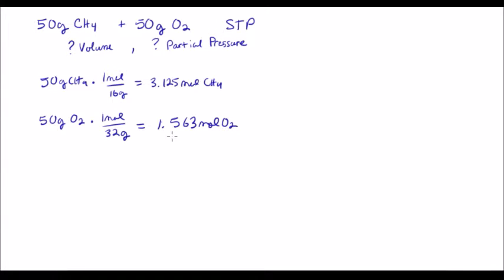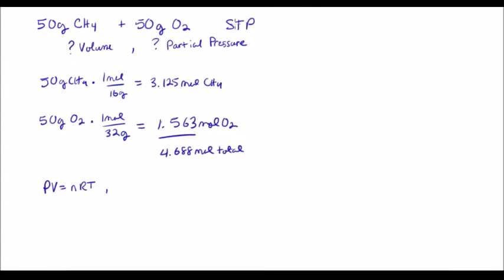moles of oxygen. Now, if we add these two together, we'll get a total of 4.688 total. So now that we know our total number of moles of gas and we know we're at standard temperature and pressure, we can use PV equals nRT to calculate what our volume is going to be.